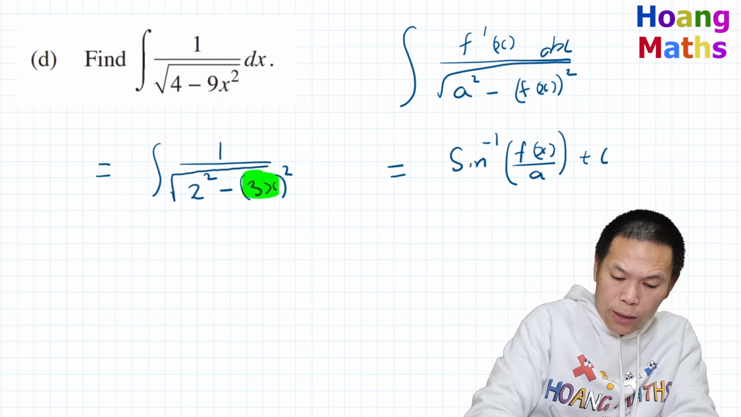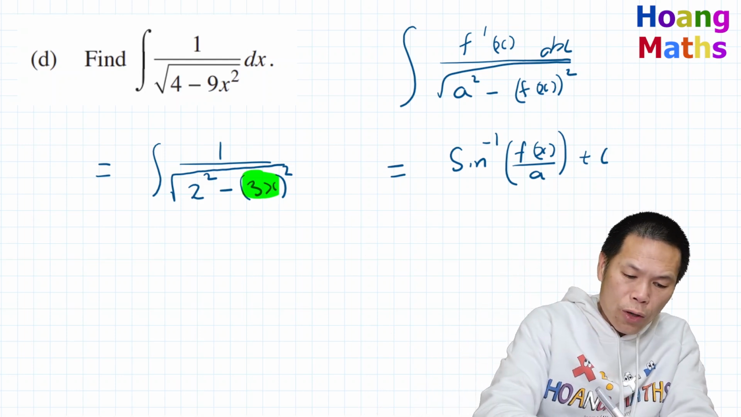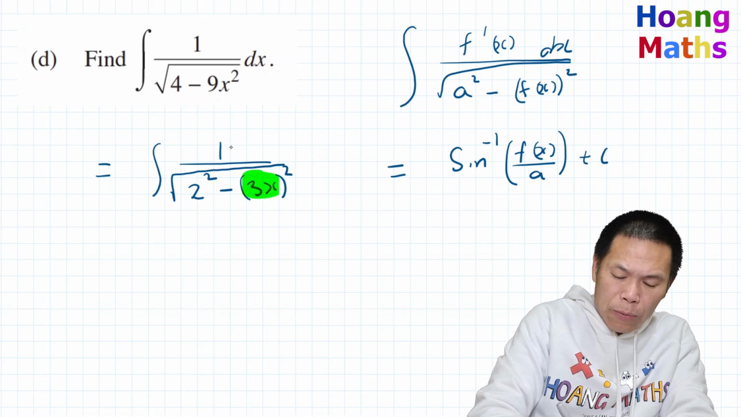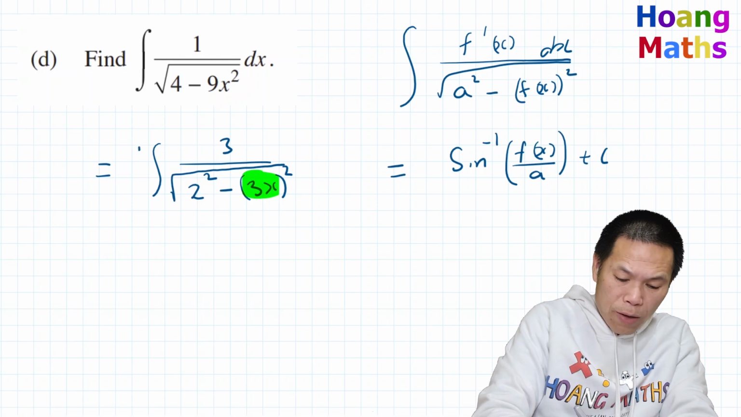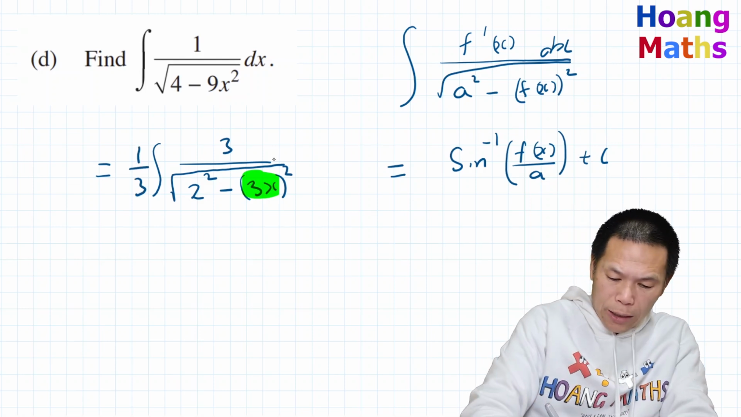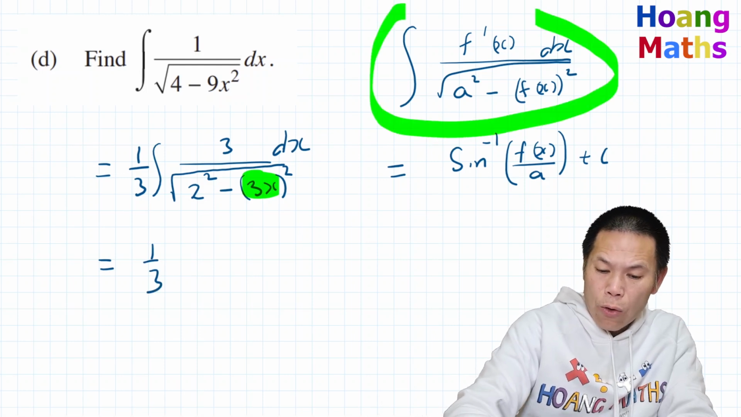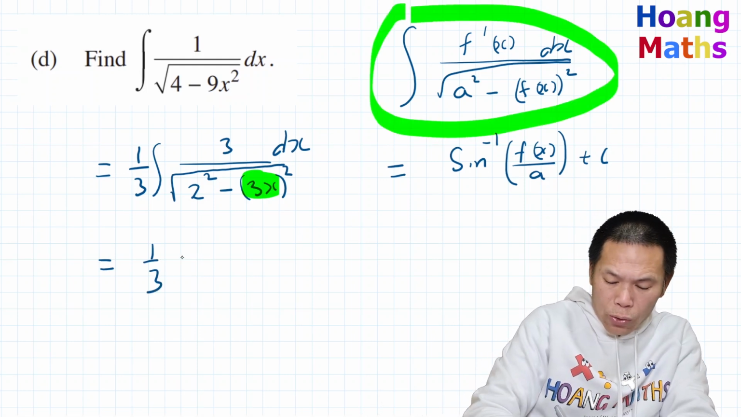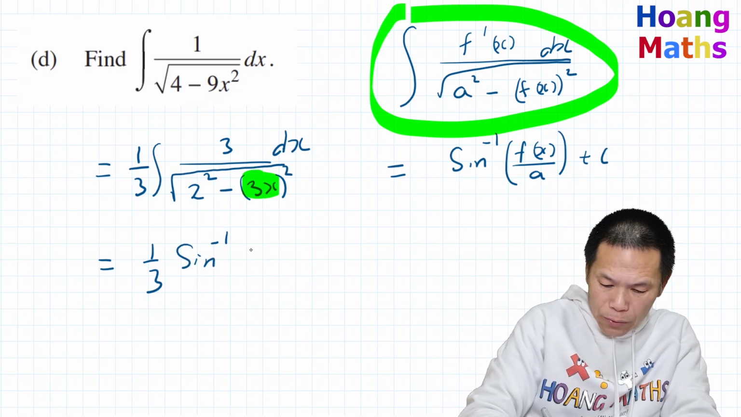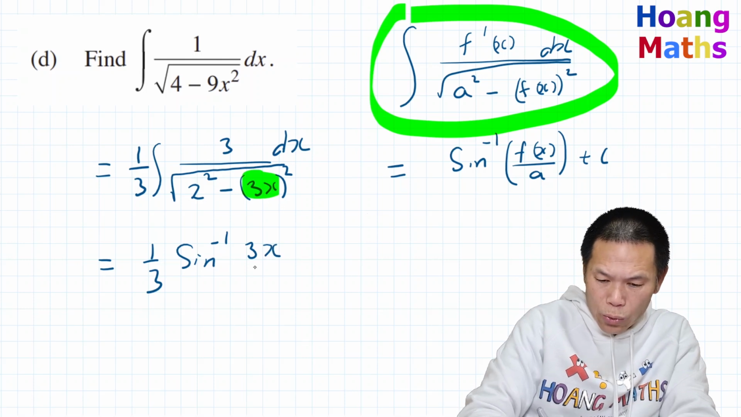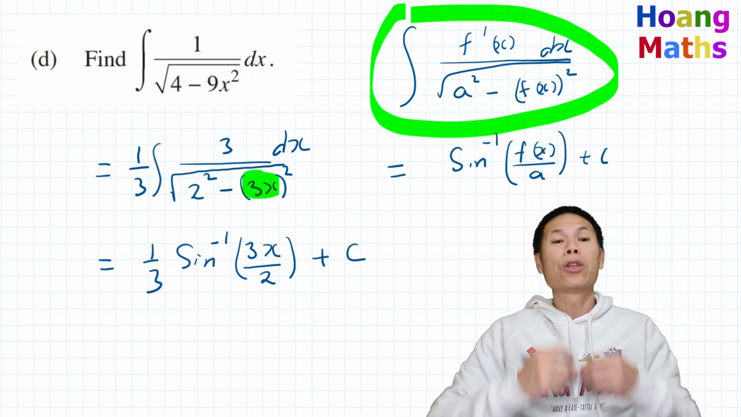So square root of this. And therefore, if we differentiate 3x, it will give me 3. So therefore, what I do, I can just times this by 3. So that gives me 3, 1 times 3 is 3. And then, of course, we need to divide by 3 to cancel it out. This is dx. So that will give me 1/3. So now it's in this form. So therefore, that is equal to sine inverse, f of x is 3x, 3x, and then a is 2. So we divide it by 2. And then we add a constant c. So there you go.